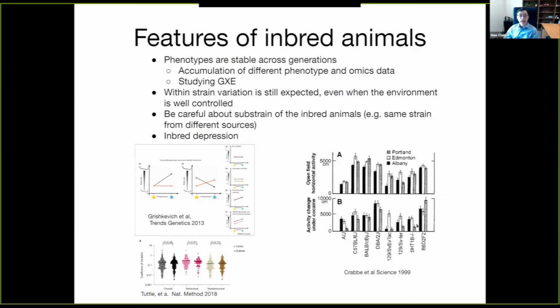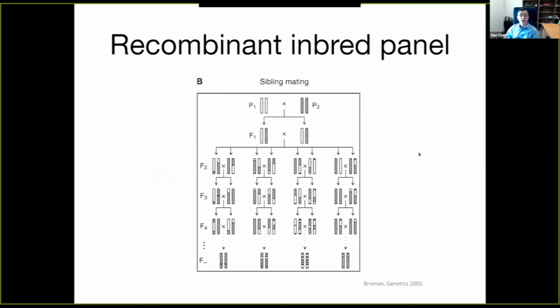So with that, we then move on to the recombinant inbred panel. The concept of a recombinant inbred panel is not that complicated. You basically take two inbred lines and then you generate an F1. From F1, you can generate F2. If you ignore the crosses over here, you can take these F2s and do a genetic mapping study.